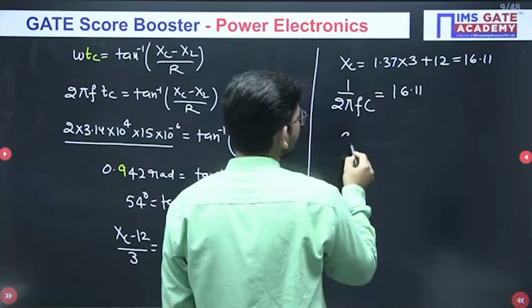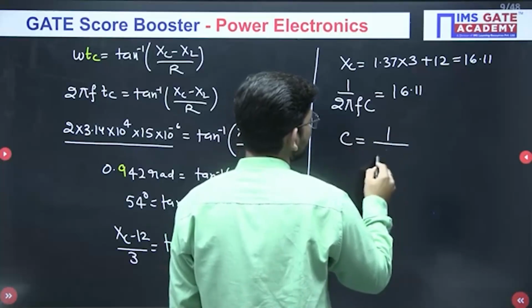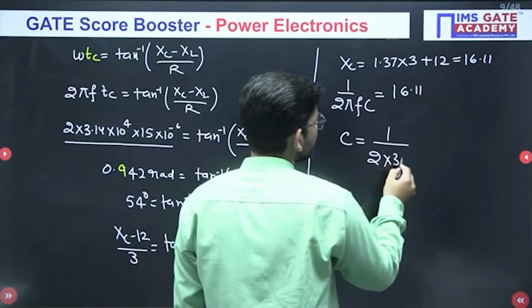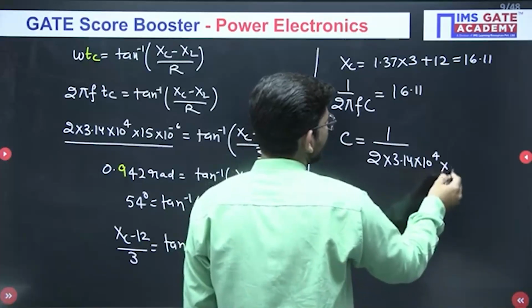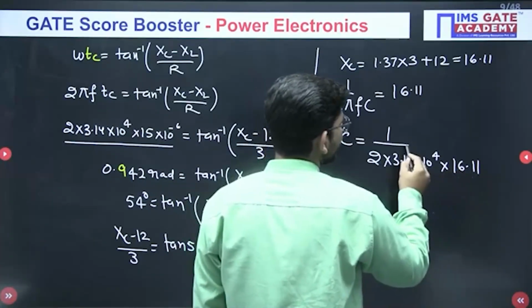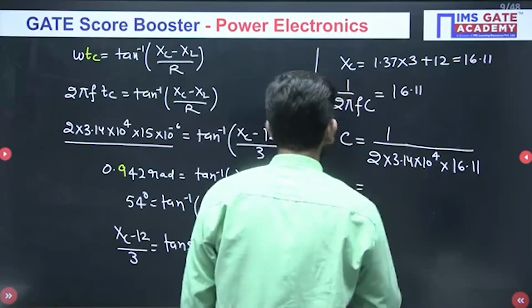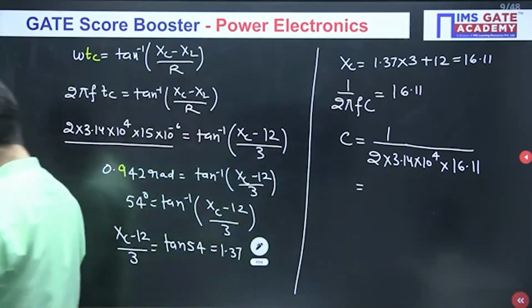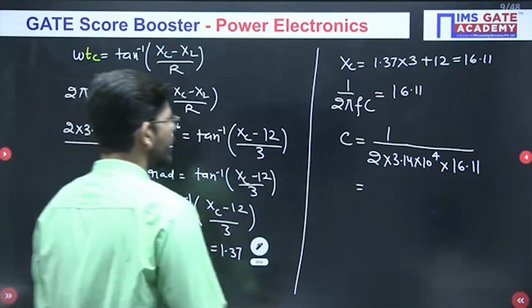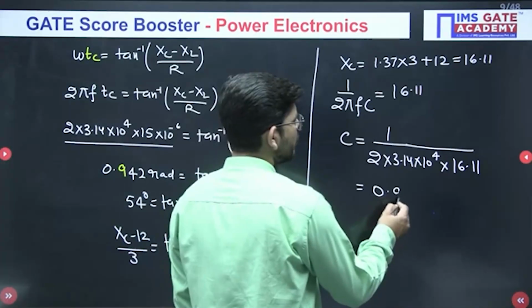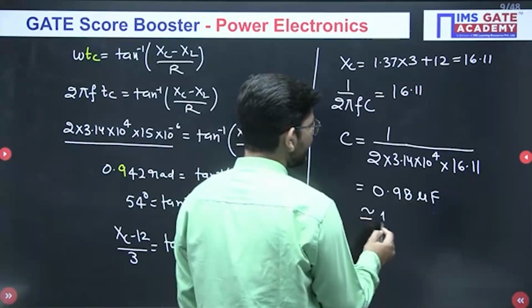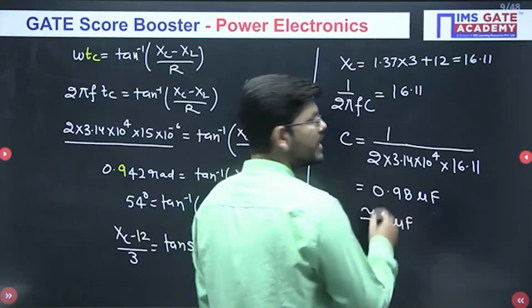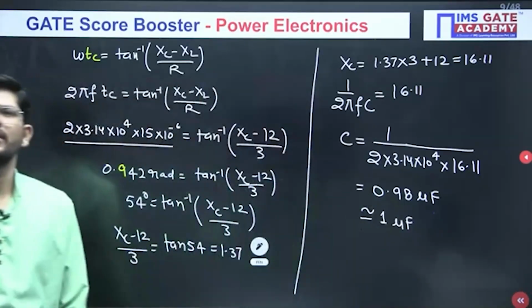So what will be the possible value of C? It will be 1 upon 2 pi into f, which is 10 to the power 4, into XC, which is 16.11. When you solve this, the answer I am getting is 0.98 microfarad, or you can approximate and write 1 microfarad. That is also acceptable.